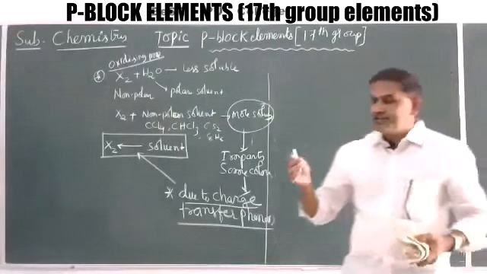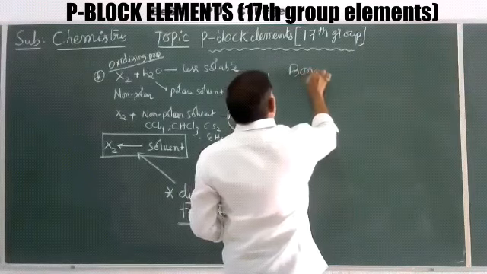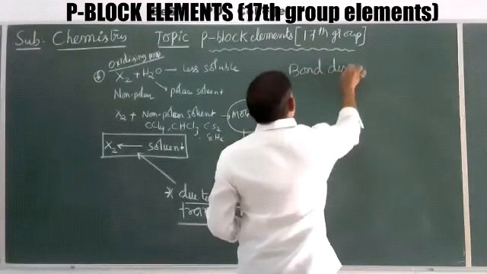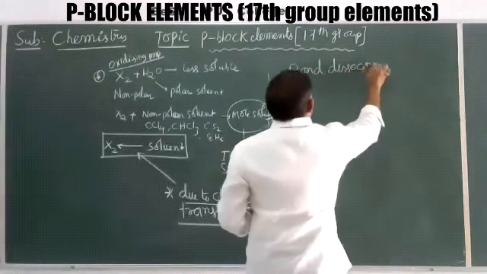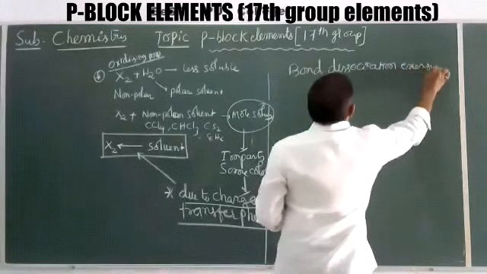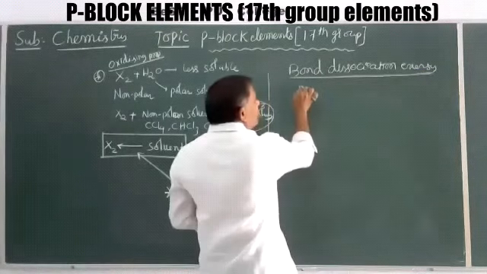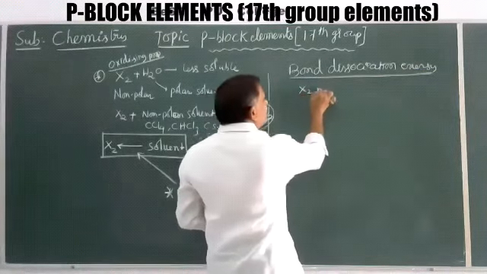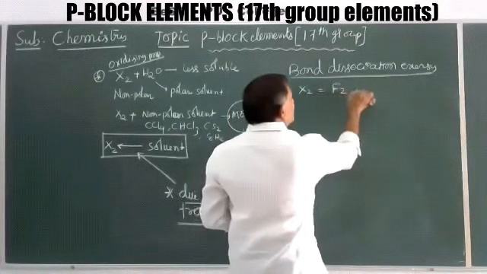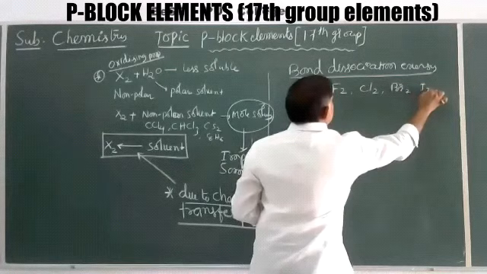Here, bond dissociation enthalpy, bond dissociation energy or enthalpy, that we can express in kilojoules. Now your X2 is nothing but fluorine, chlorine, bromine, iodine, like this.